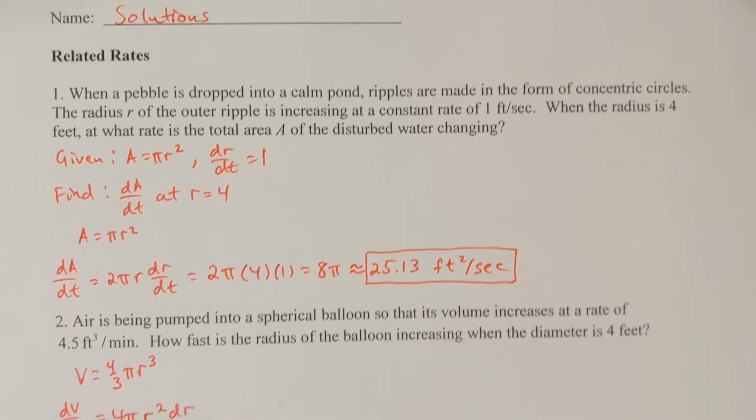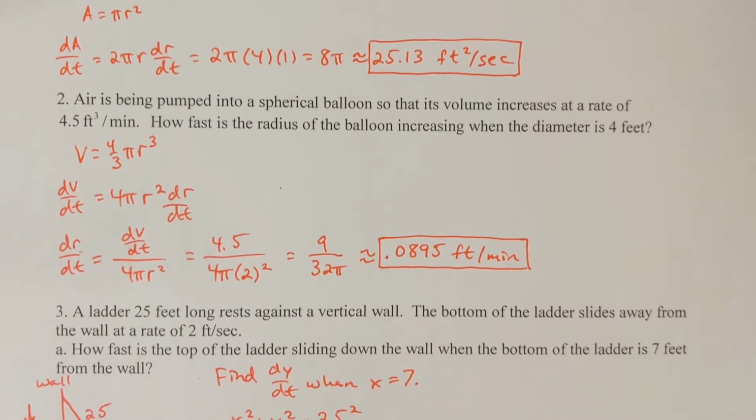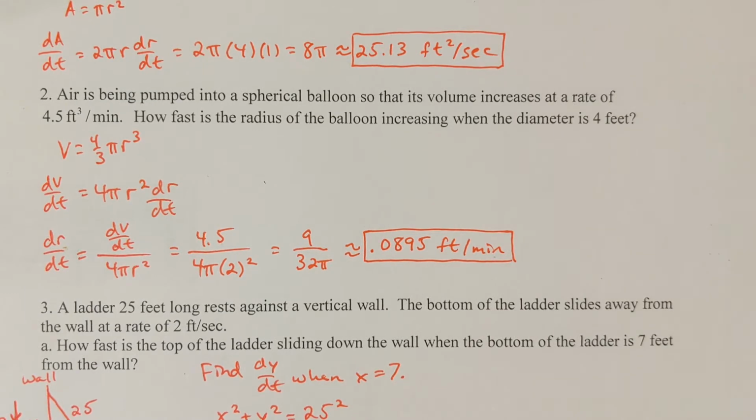Let's take a look at another problem here. Problem 2. Air is being pumped into a spherical balloon so that its volume increases at a rate of 4.5 cubic feet per minute. How fast is the radius of the balloon increasing when the diameter is 4 feet? Okay, if the diameter is 4 feet, the radius would be 2 feet.